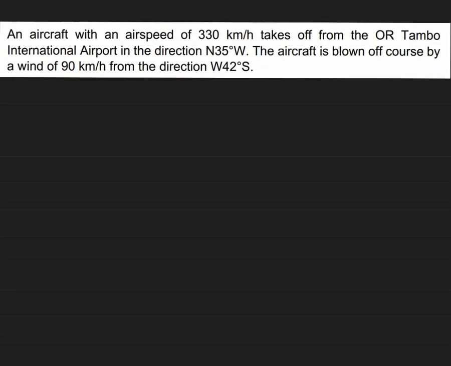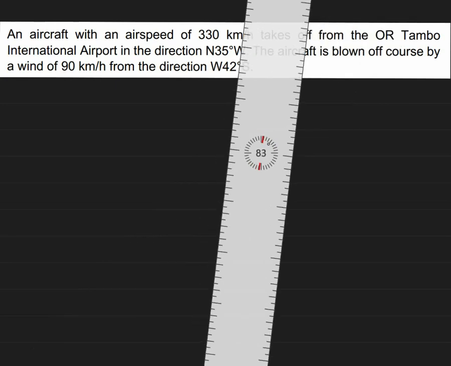Okay, so let's look at an example here. I took this question from one of the past papers. You have an aircraft with an airspeed of 330 kilometers per hour, which takes off from OR Tambo International Airport in the direction 35 degrees from north to west. The aircraft is blown off course by a wind of 90 kilometers per hour from the direction 42 degrees from west to south. Alright, so let's draw a vector diagram for that question.